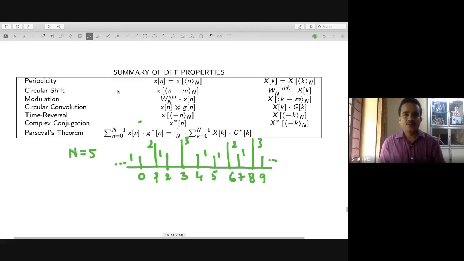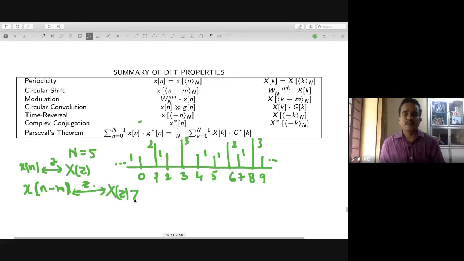Similar to that, you have circular shift x[n minus m], a shift of m which is circular, notated by this modulo N in the frame of N samples. Suppose you have a signal x[n]. If its Z transform is X(z), then the Z transform of x[n minus m] will be X(z) z raised to minus m. All these things we have proved. So in a similar way, you can prove this also.